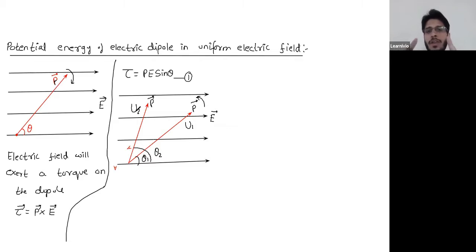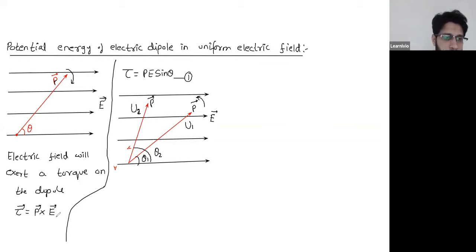We already did in the first class of potential energy that whenever two charges interact with each other, due to the interaction that charge will have some potential energy. Here, instead of a charge, we have a dipole. The dipole interacts with the field, and the potential energy is U1 when the dipole is at angle theta 1. When it is placed at angle theta 2 with the field, the potential energy is U2. To calculate this change in potential energy, U2 minus U1, you need to calculate the work done in rotating the dipole from theta 1 to theta 2.